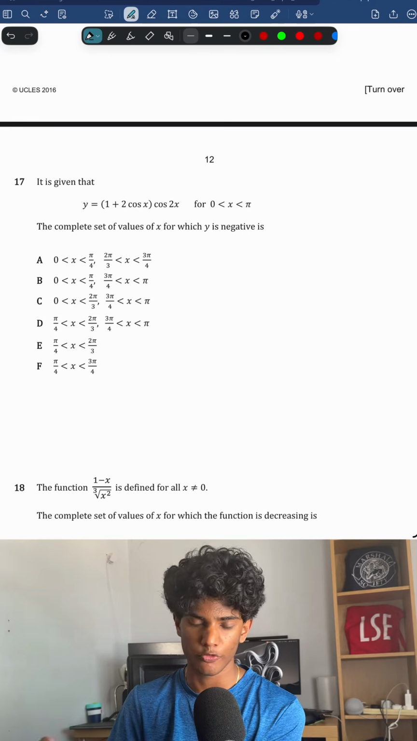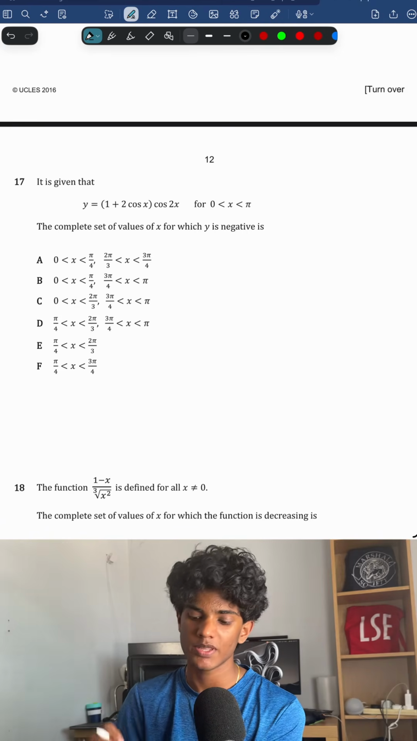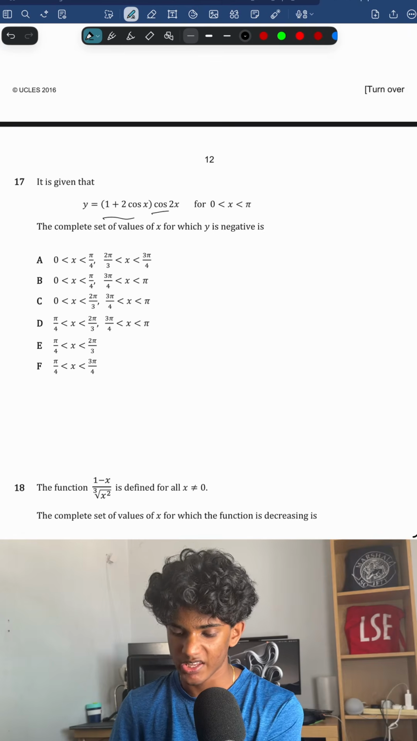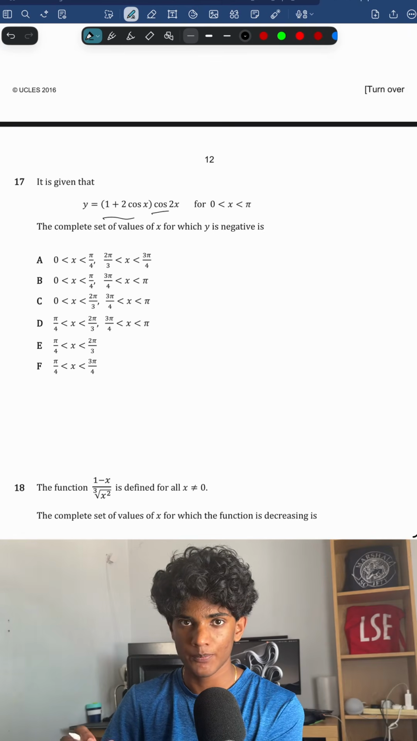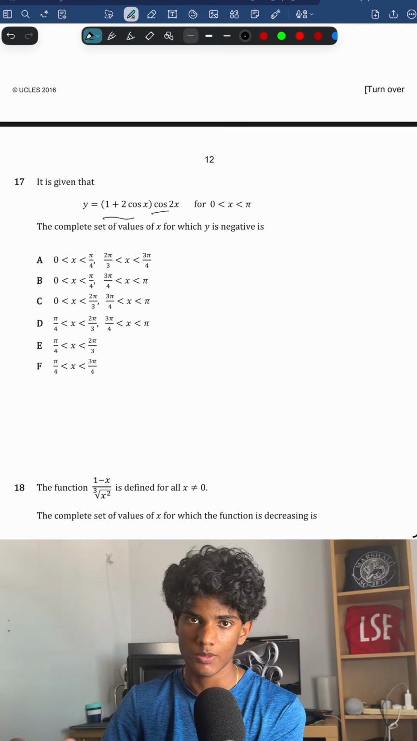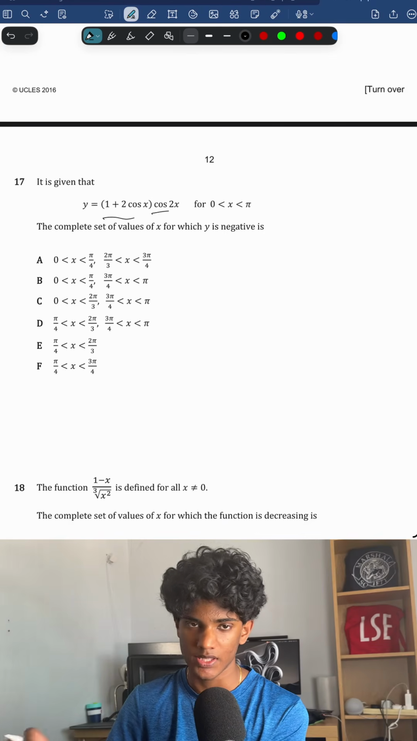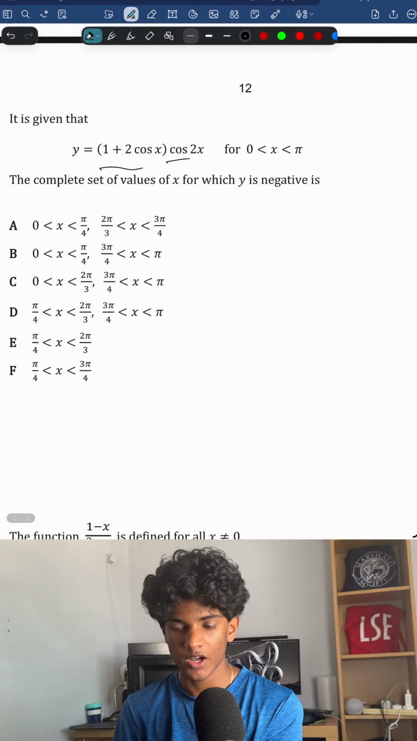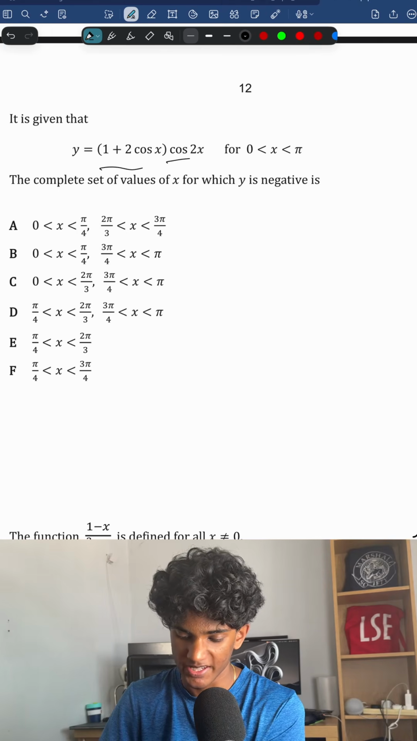So what are the conditions for an expression made of a product to be negative? It is that exactly one of the components is negative, because if they're both positive, the entire thing is going to be positive, and if they're both negative, the negatives are going to cancel out and we're going to get a positive. So let's look at when each part is positive and when each part is negative.